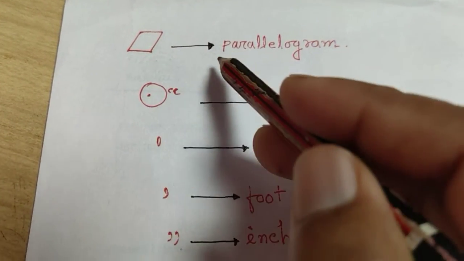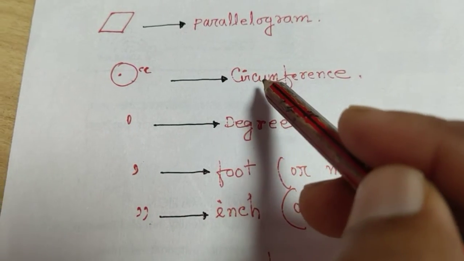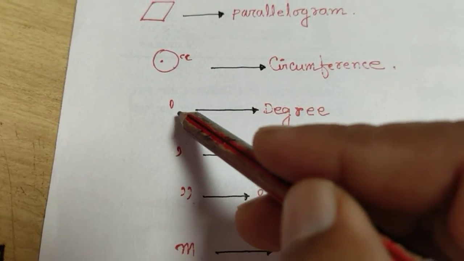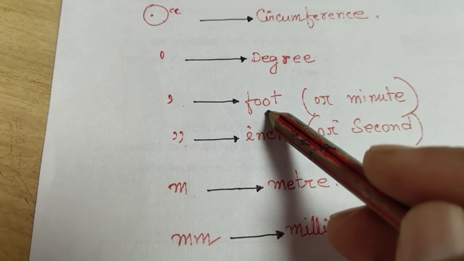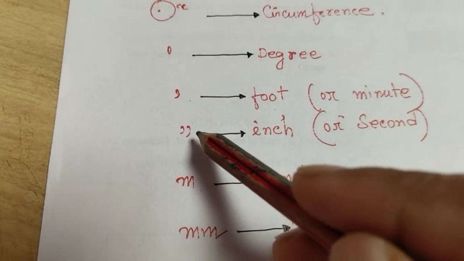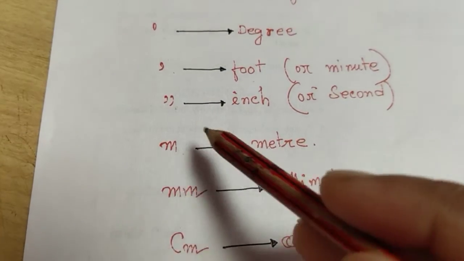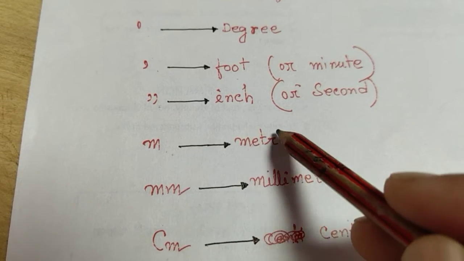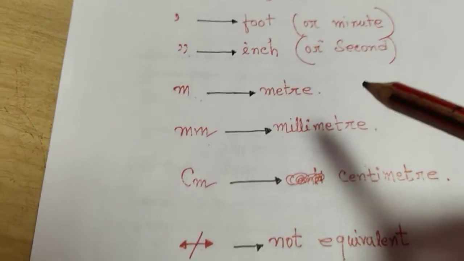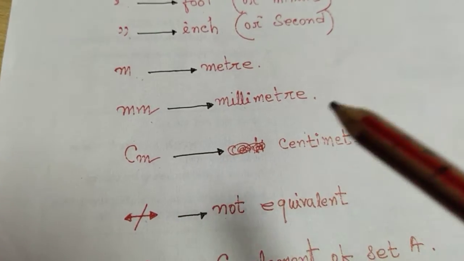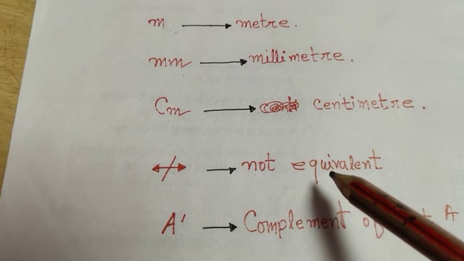This notation, parallelogram. This notation for circumference. This notation for degree. This notation for foot or minute. This notation for inch or second. This M stands for meter. MM stands for millimeter. cm for centimeter. This notation, not equivalent.